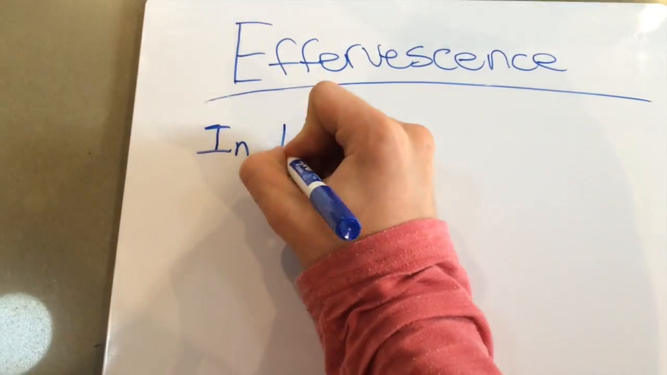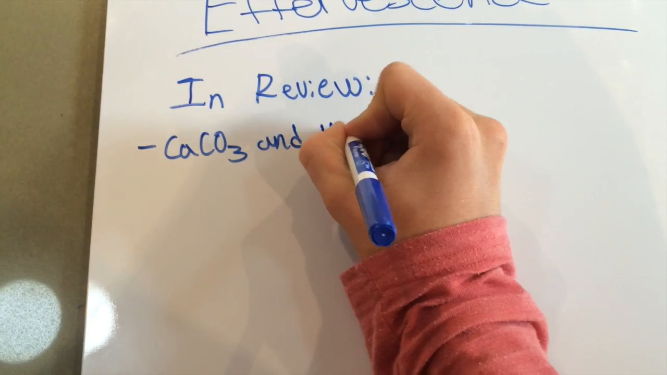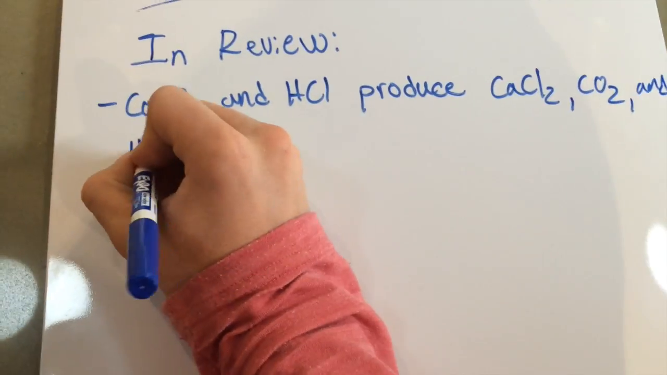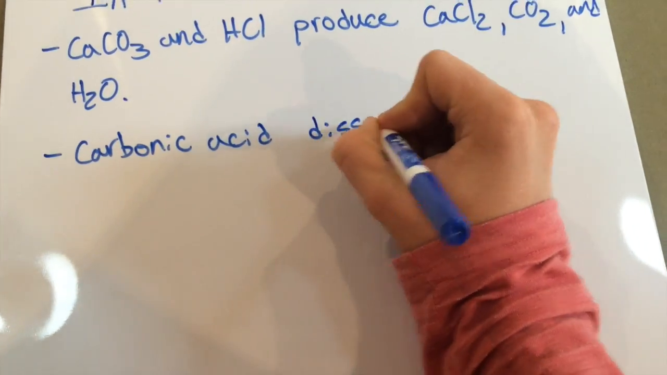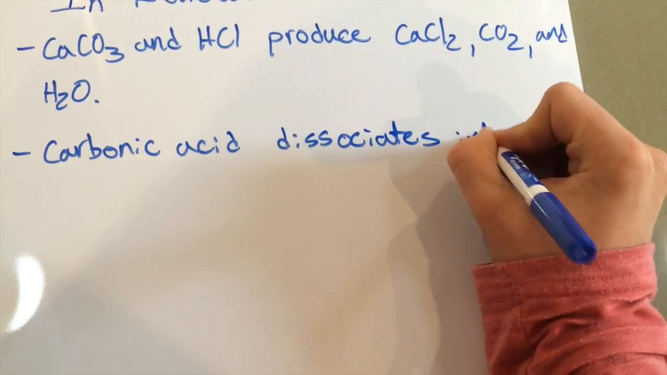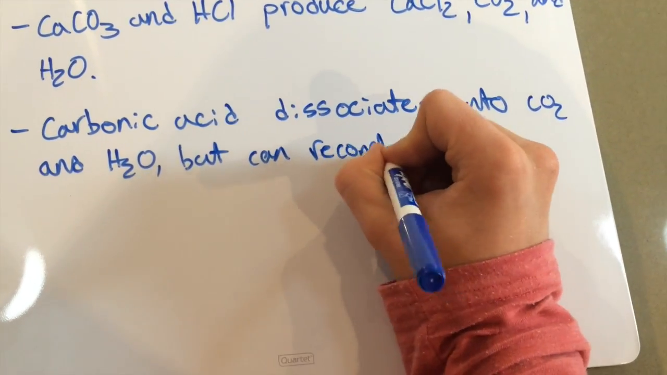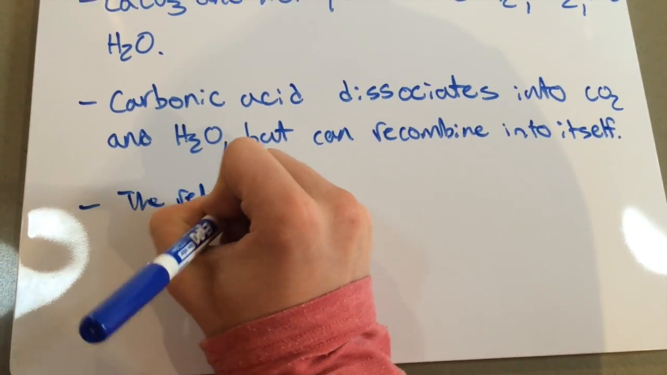In review, the reaction between limestone and hydrochloric acid has a product of calcium chloride, carbon dioxide, and water. During this reaction, carbonic acid, which is a weak acid, forms and dissociates into carbon dioxide and water. The release of carbon dioxide into the solution is the effervescence of this reaction.